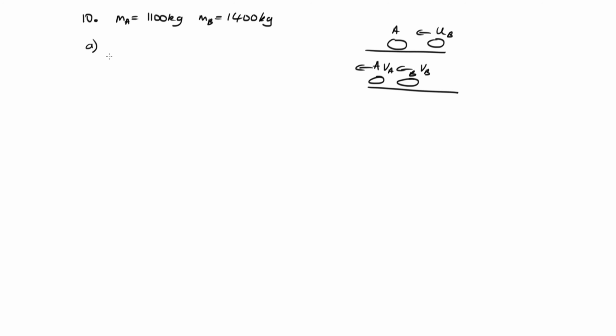So in part A, we're asked to calculate the speed of car A just after the collision. So the useful bit of information that we're told is the distance that car A travels over the road. So we're told that car A travels a distance of 8.2 meters. So we can consider energy and go, well, the kinetic energy after the collision is converted into work overcoming friction.